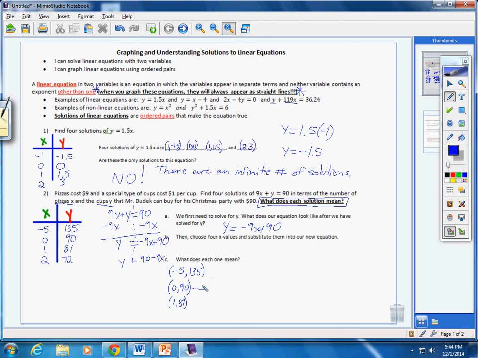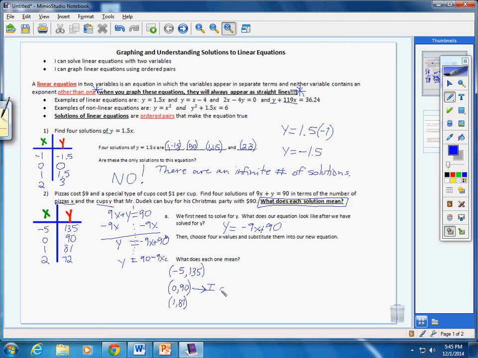0, 90, what does it mean? Well, I would write all this down. I'm going to write in shorthand because I'm writing on the Mimeo and it's tougher. Okay? What does x represent? It represents the number of pizzas that I purchase. And 90 is my y value. It represents the number of cups that I purchase. 0, 90 is a solution that works in this equation, which means technically I could buy, with my $90, 0 pizzas and 90 cups, right?